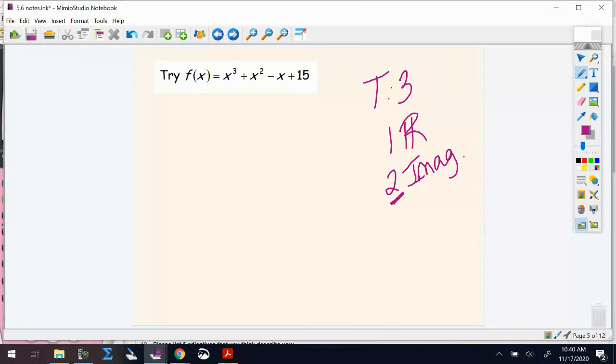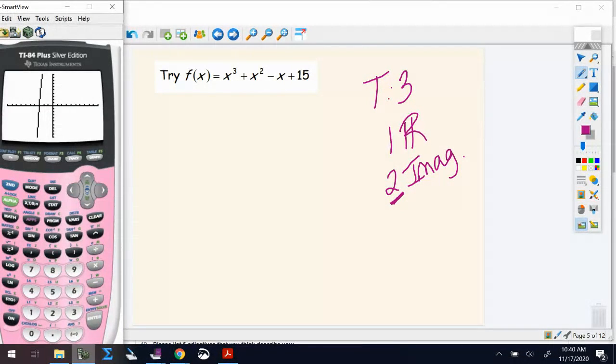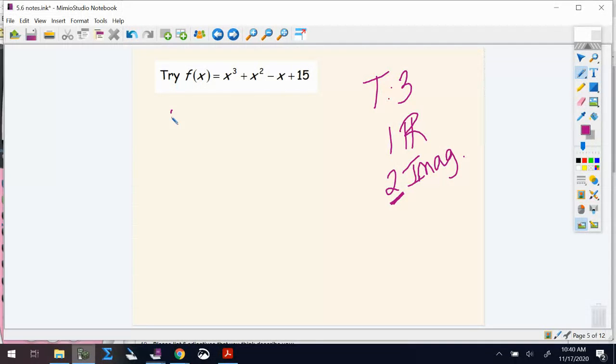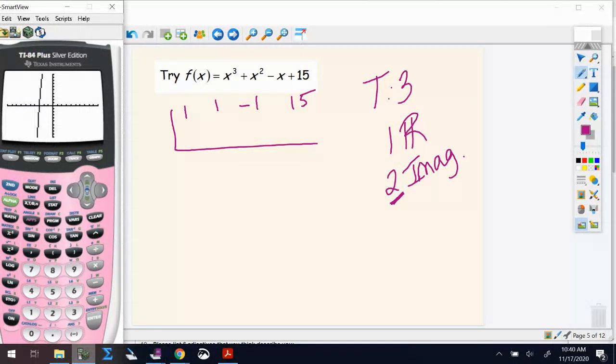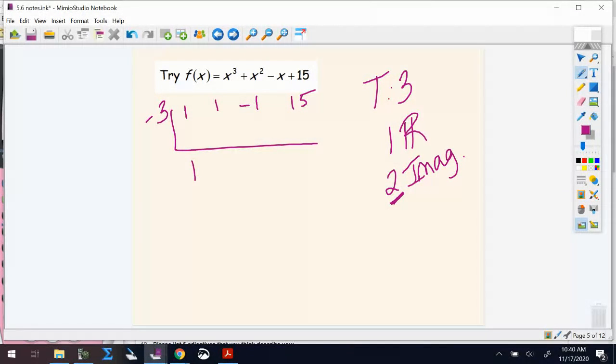So now to prove that one solution, let me go back to my picture. It looks like it happens at -3. So I'm going to set up my synthetic division, 1, 1, -1, and 15. And I'm going to put where it looks like it crosses, which is -3 outside. Drop down, multiply, add, multiply, add, multiply, add. And because I got a 0 remainder, that proves that -3 is a solution.